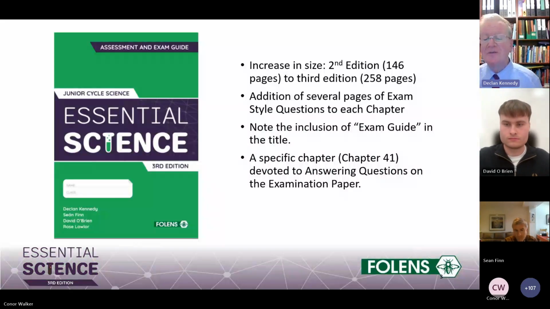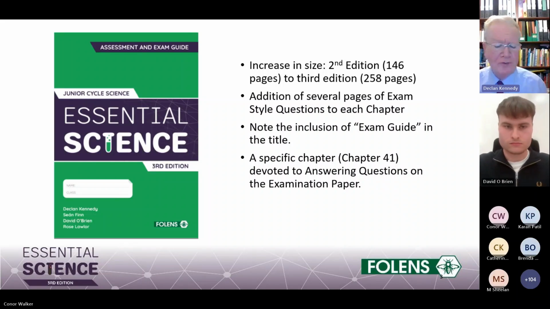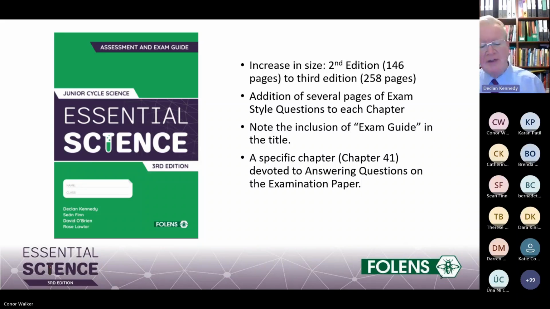Next slide, please. As you can see from this slide, the title of the publication is Assessment and Examination Guide. We have an increase in size, as you can see there, 258 pages. In this assessment and exam guide, what we've tried to do is summarize and synthesize all the lessons that we have garnered from marking schemes and chief examiners' reports into this workbook or assessment guide and examination guide.